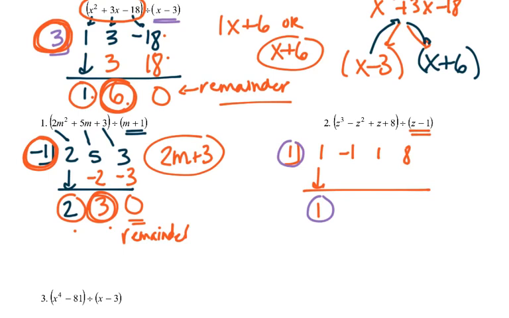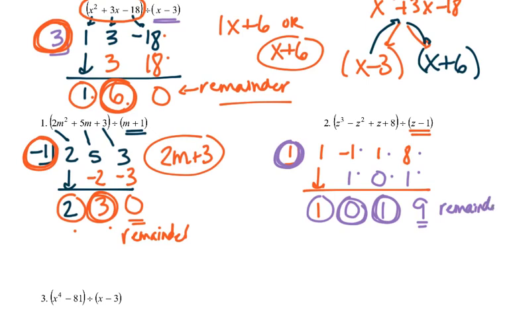1 times 1 is 1. Negative 1 plus 1 is 0. 0 times 1 is 0. 1 plus 0 is 1. 1 times 1 is 1, and 8 plus 1 is 9. And that's my answer, but this time I actually have a remainder of 9.